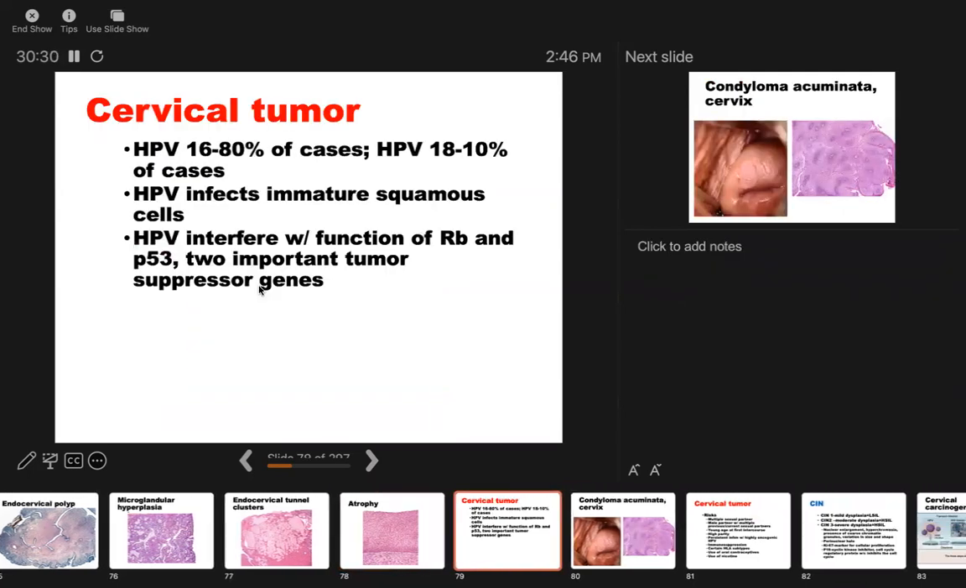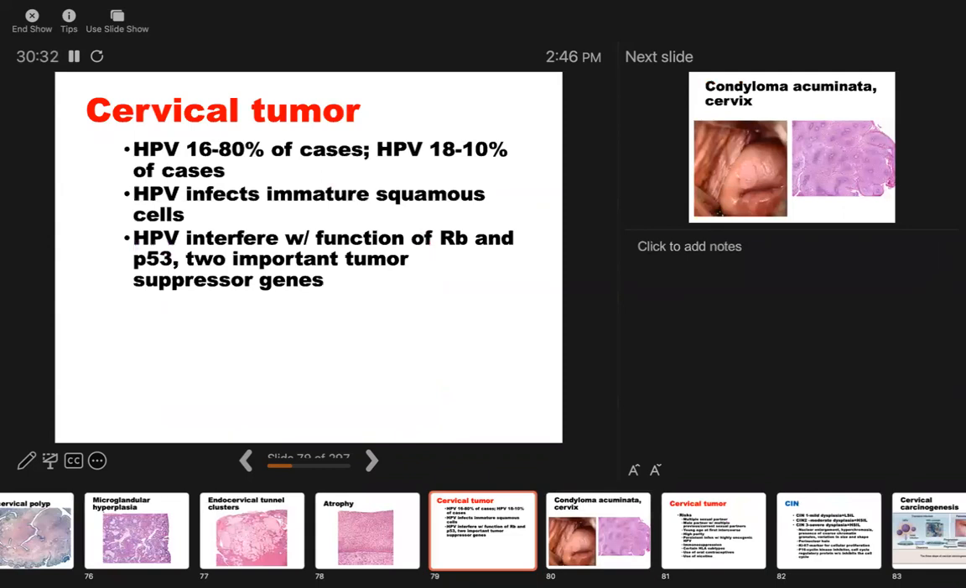So let's talk about cervical tumors. Often, as I have said, it's caused by HPV, particularly HPV 16 in the majority of cases. Now, the ability of HPV to act as a carcinogen, eventually developing into carcinoma, depends on viral proteins E6 and E7. Okay, E6 and E7.